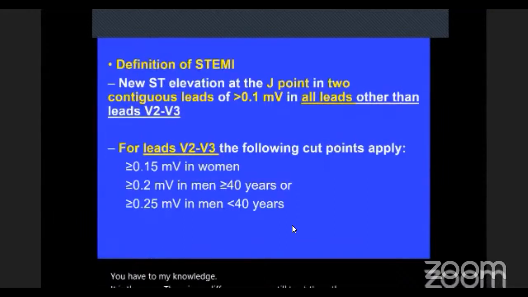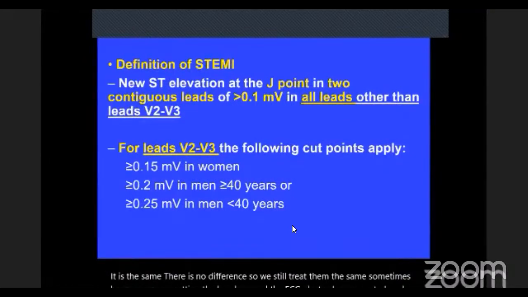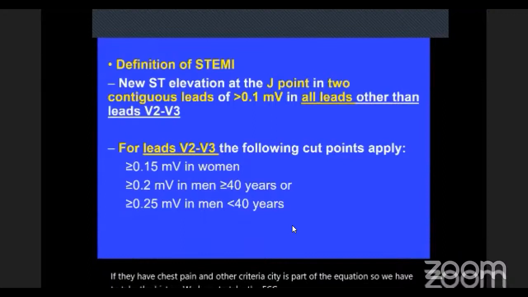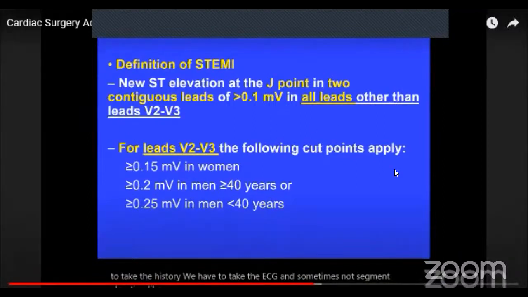Sometimes, because we are putting on the bandage, the ECG electrodes may not be placed in the right place, so the morphology may look a little bit different, but we should strive to place the leads in the same location as supposed. So ST elevation in those patients means new infarction for them? Yeah, if they have chest pain and other criteria, ECG is part of the equation. We have to take the history, we have to take the ECG, and sometimes if there is no ST segment elevation, like depression and T-wave changes, we look also for cardiac enzymes.